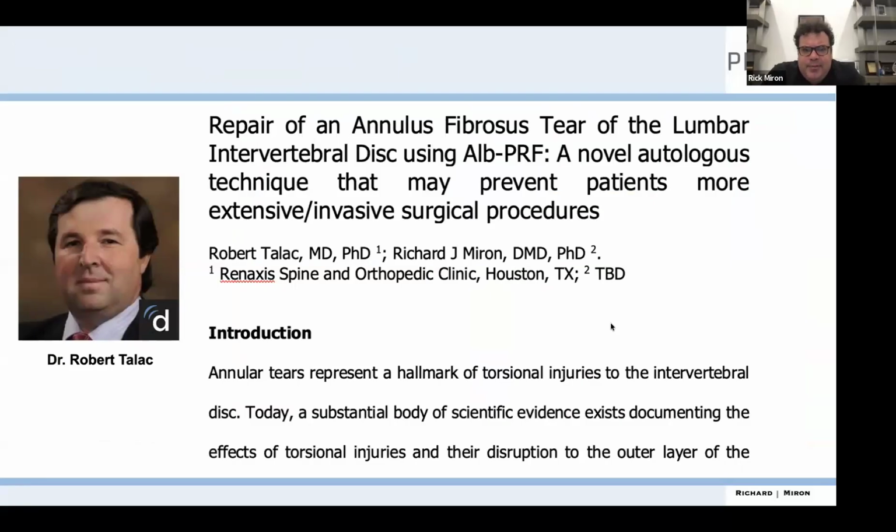Some of the most prolific applications of Pure F in the field of medicine is done by this gentleman, Dr. Robert Talick. He is the U.S. Olympic orthopedic surgeon, so he treats a lot of pro athletes.